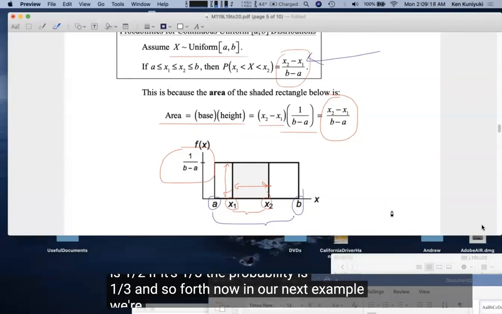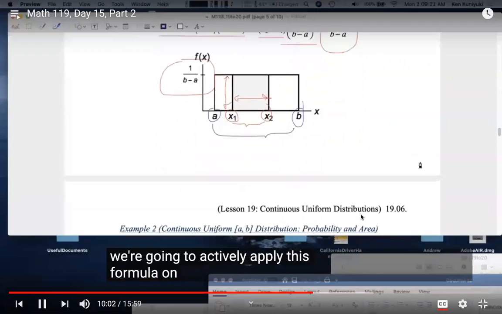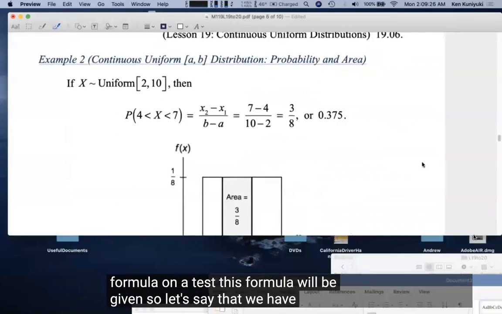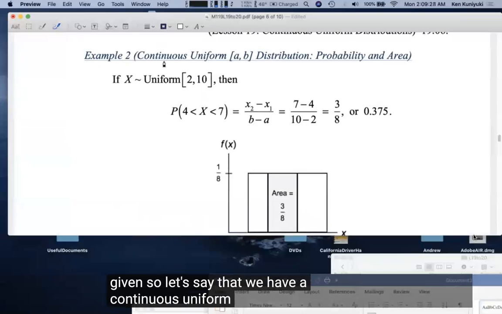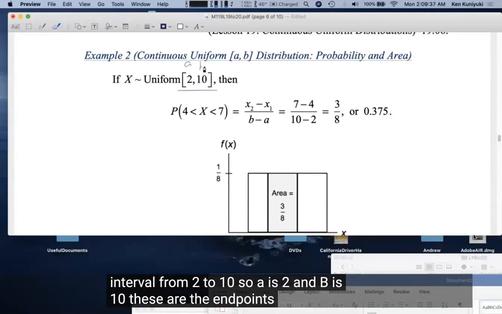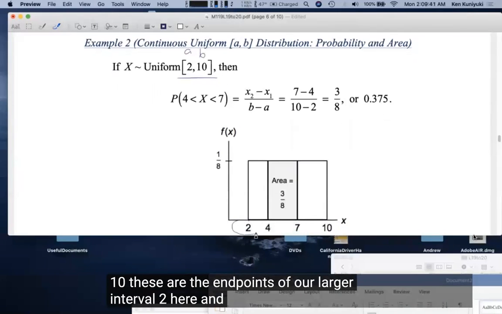Now, in our next example, we're going to actively apply this formula. On a test, this formula will be given. So let's say that we have a continuous uniform distribution on this interval from 2 to 10. So A is 2 and B is 10. These are the endpoints of our larger interval. 2 here and 10 here.